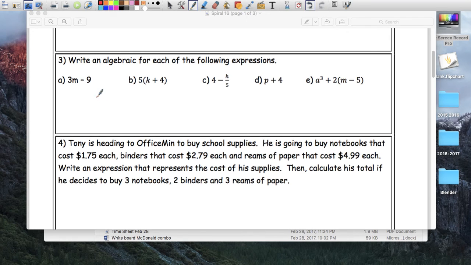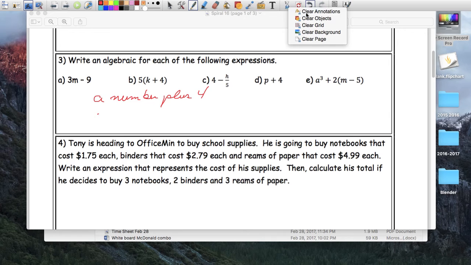D, a number plus 4, a number increased by 4, the sum of a number and 4. So all those three things could have been just fine.